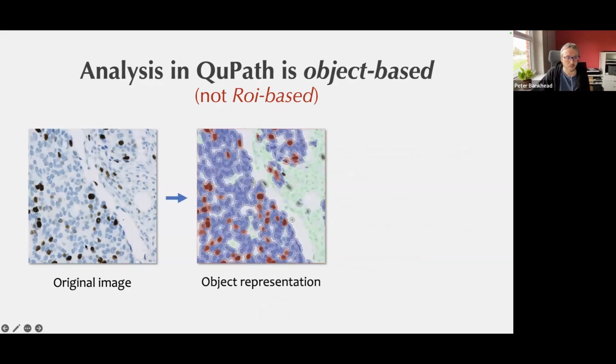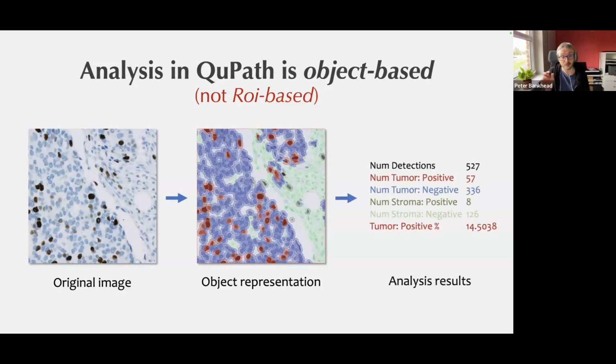So here, for example, we go from my image with the nuclei, some of them blue, some of them brown, some of them tumor, some of them not. And then on the right, I have the object representation of QuPath, where the colors correspond to the classifications of the different cells, and each cell is an object. Once we have our objects classified, then to get our percentage of positive tumor cells, we count up all of the cells classified as tumor, and then we count up all of the ones classified as positive, and we use that to calculate the percentage that's positive. So all of the information is stored within our object representation, and the analysis at the end is simply a case of querying that.